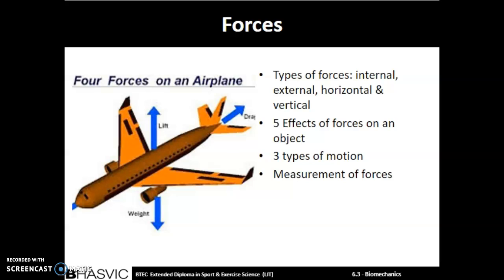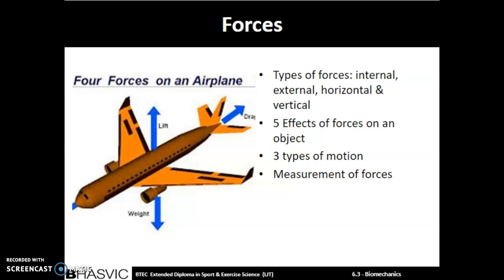In order to require any type of movement, we need to put a force on it. The definition of a force is a push or pull that something or someone does in order to move something. Every time something moves or is getting faster, forces are acting on it.